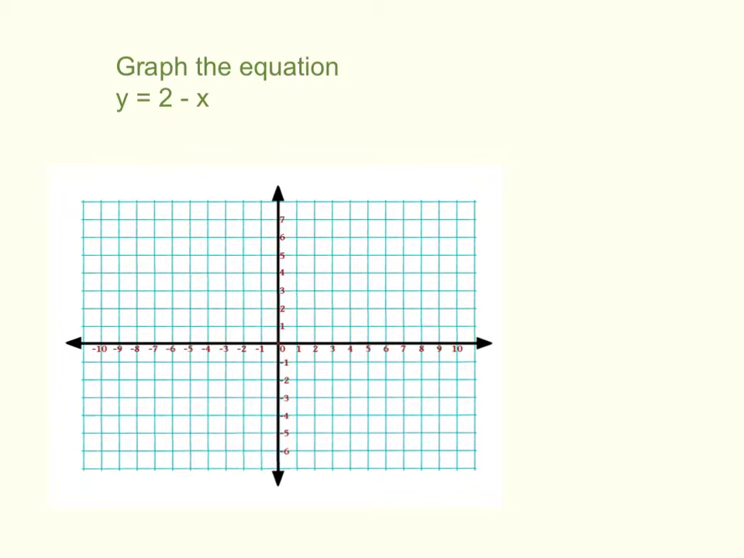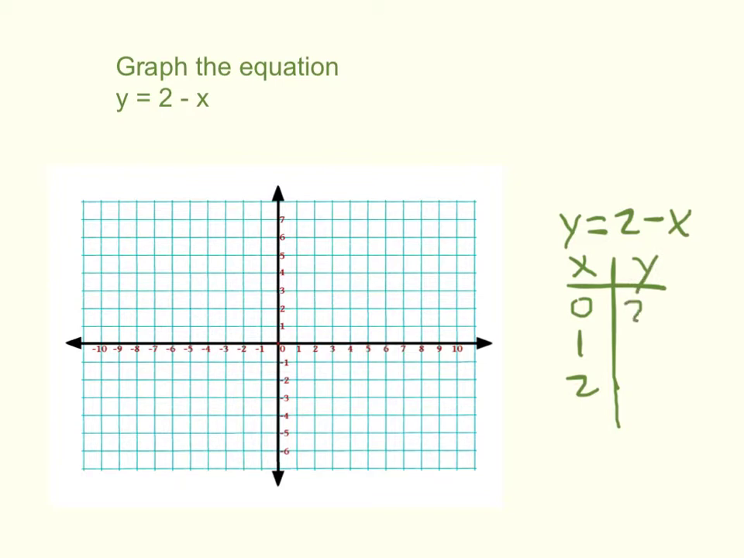Here I'm asked to graph the equation y equals 2 minus x. What I'll do is set up my function table. I get to choose my values of x. And in this case, I'm just going to choose 0, 1, and then 2 for x. And each of these will come out with one value for y. 2 minus 0 is 2. 2 minus 1 is 1, and 2 minus 2 is 0.